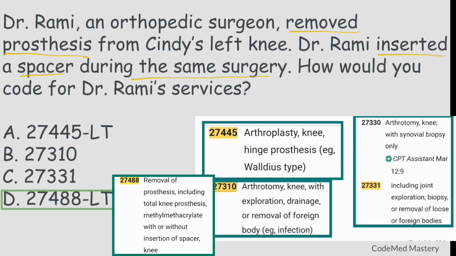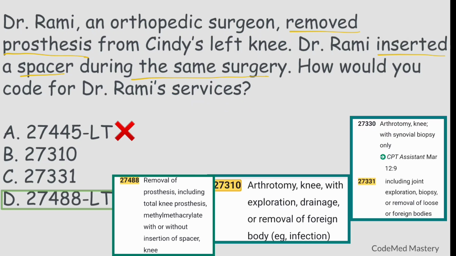We'll eliminate option A, 27445, because that is for arthroplasty knee hinge prosthesis. In the scenario they have not mentioned arthroplasty knee hinge prosthesis, right? So directly eliminate option A, and option B, 27310 is wrong because that is for arthrotomy knee with exploration, drainage or removal of foreign body. In the scenario arthrotomy is not performed, so eliminate option B.